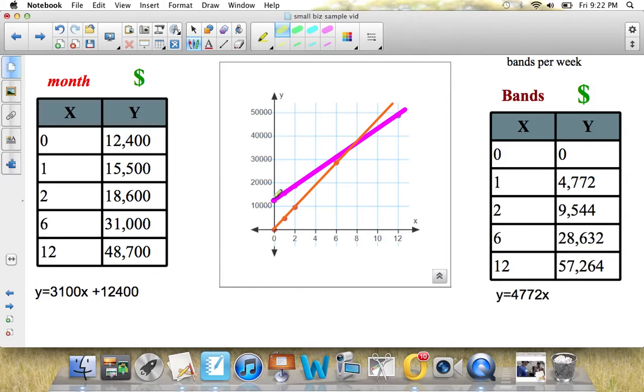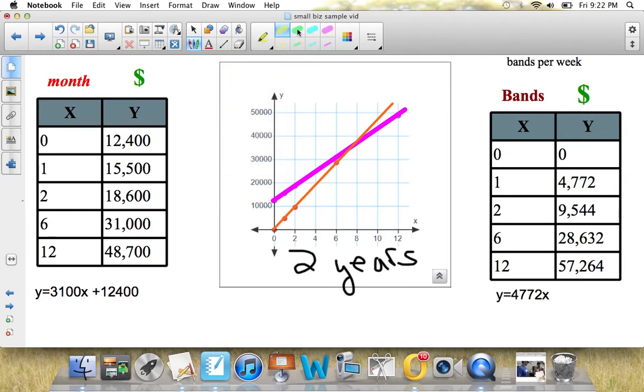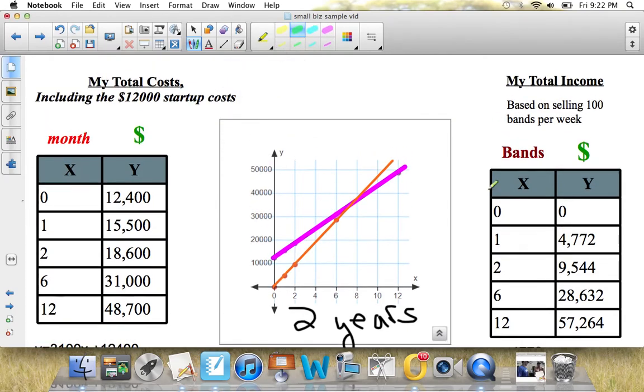So like I said, I can see from your equation or your table or your graph after 8 months, 10 months, 12 months, 2 years, you should be going up to what your costs end up being. Because as an investor, I want to know how much money you're going to be sinking into this thing before it becomes profitable. Now over here, this is your income table.